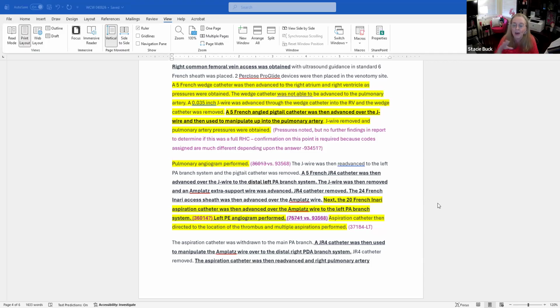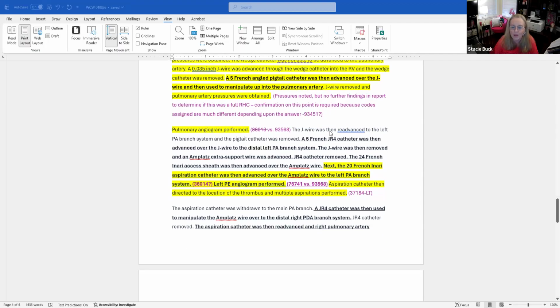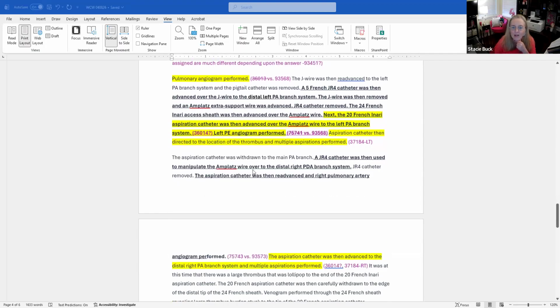Now, okay, we see aspiration catheters directed to the location of the thrombus and multiple aspirations are performed. So we do have the thrombectomy being performed in the left pulmonary there. So that's going to be a 37184. When we come down to the next paragraph, then we see that the catheter is now moved into the distal right branch.